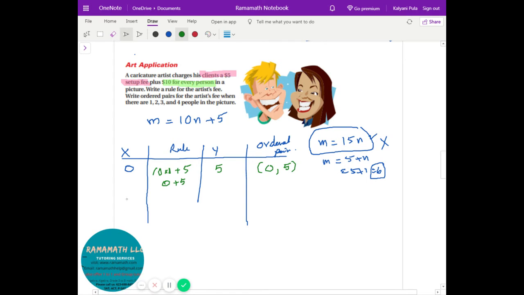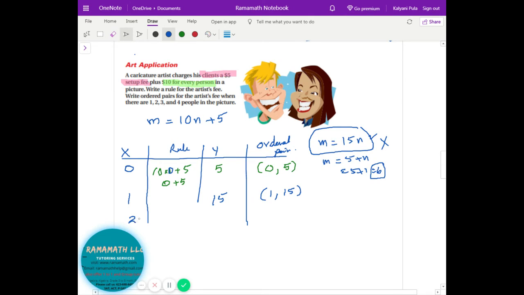Okay. Next one. Let's say if I have one person showed up, I need to pay. So how much is it going to be? Then 10 times 1. Yeah, 1. So if you put one person there, 10 times 1 is 10, plus 5. So that's $15. So 1 and 15, that's your ordered pair.